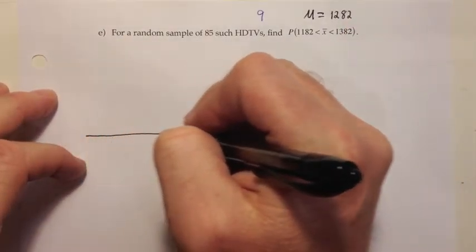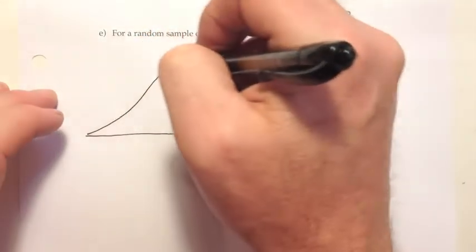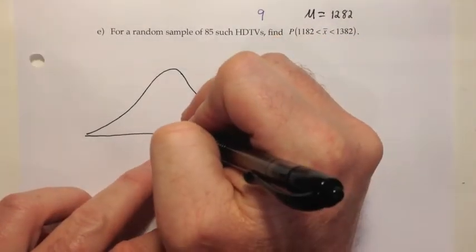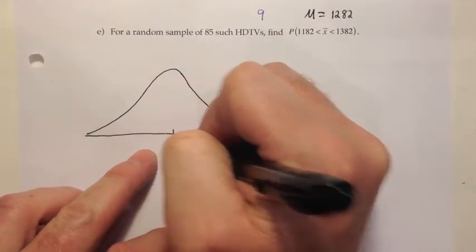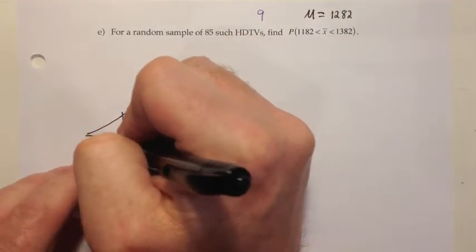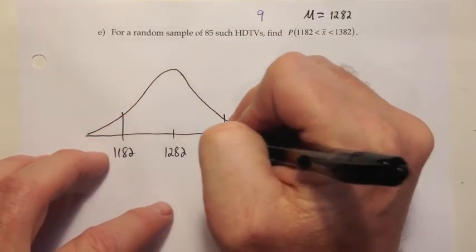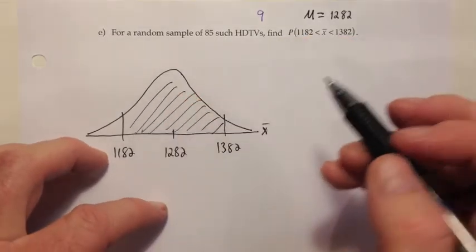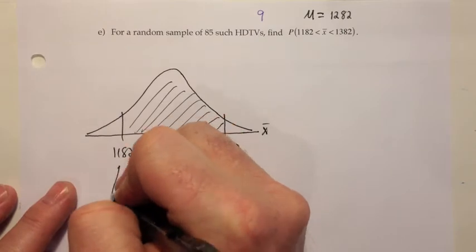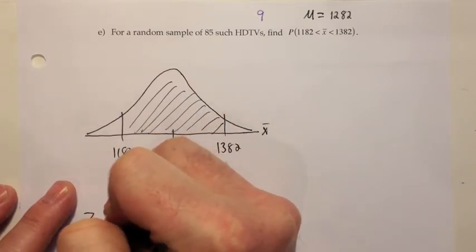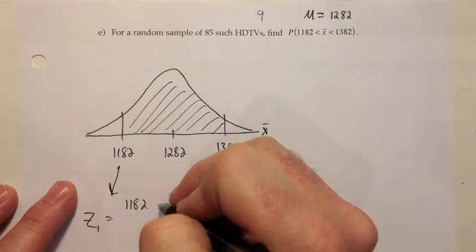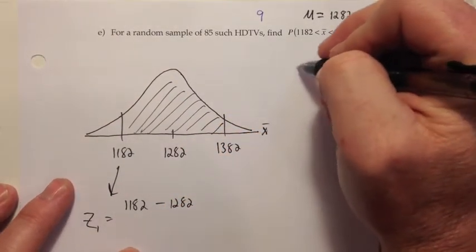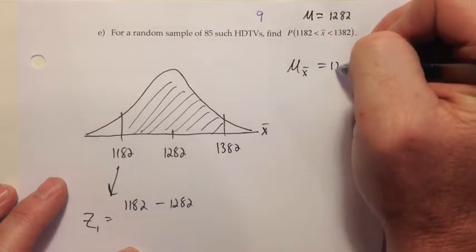So here's a possibility for how I could calculate that probability. I'd draw a bell-shaped curve for x-bar. I'd put the mean of the x-bars that we calculated as 1282. I'd put these boundaries of 1182 and 1382 on the picture. I would shade in the middle and try to find that area. So then I would go to get z-scores. The z-score for this one would be 1182 minus the mean of 1282, and that's actually the mean of the population, but remember that's also the mean of x-bar.